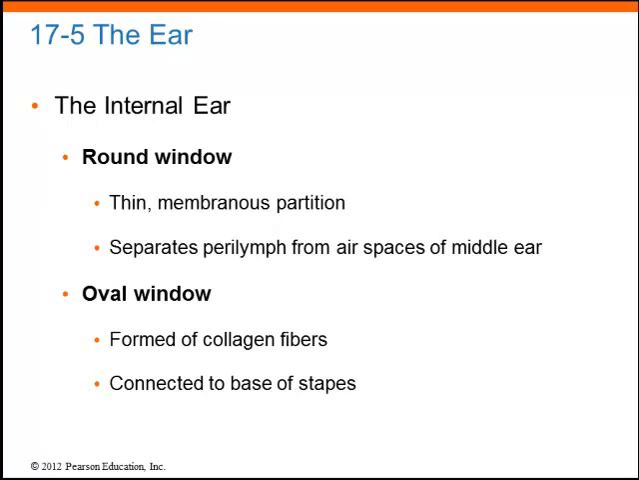The connections between the inner ear and the middle ear cavity are through the windows, the round window and the oval window. The oval window is connected to the stapes, so vibrations come into the inner ear at the oval window. They exit from the inner ear at the round window.